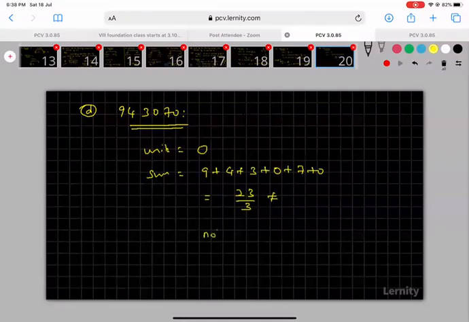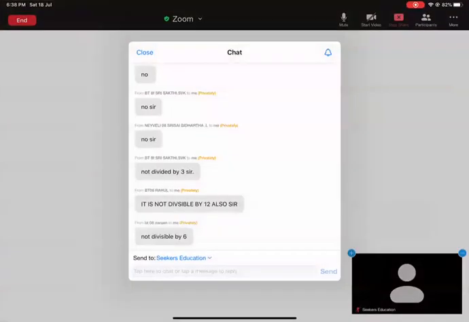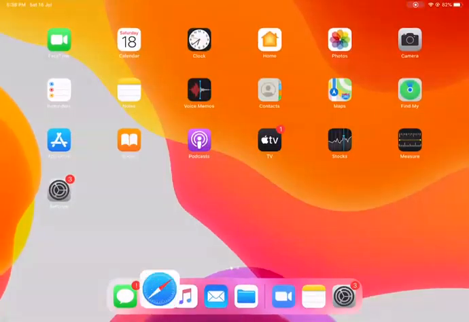So it is not divisible by 6. Okay. Not divisible by 6. So the only option is A and B. The only option is A and B. Any doubts, sir? Okay, I will move to the next slide.